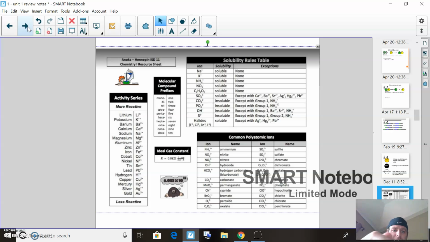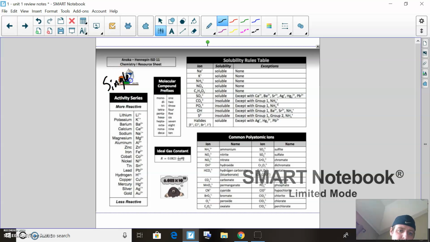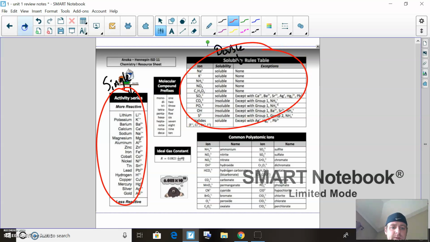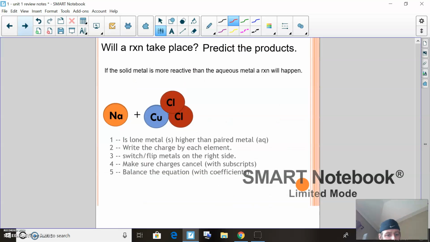A couple things before we get going. On the back side of your periodic table, this is for single replacement, the activity series, and this one right here is for double replacement, the solubility table. So we're going to talk about two different types of reactions and how to predict them. What we need to do is be able to predict a single replacement. So this is a solid, and this is a solution, aq.